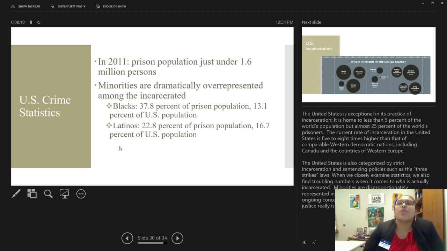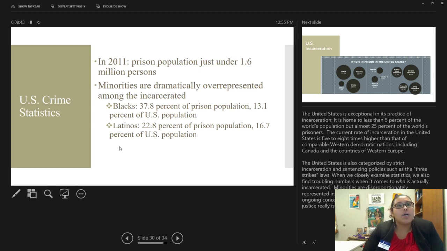Okay. U.S. crime statistics. So in 2011, the prison population was just under 1.6 million people. Minorities are dramatically overrepresented among the incarcerated. So while Black people in the U.S. only hold about 13% of the U.S. population, they're almost 40% of the prison population. Latinos, Latinx, are only about 17% of the U.S. population, yet they're 23% of the prison population.